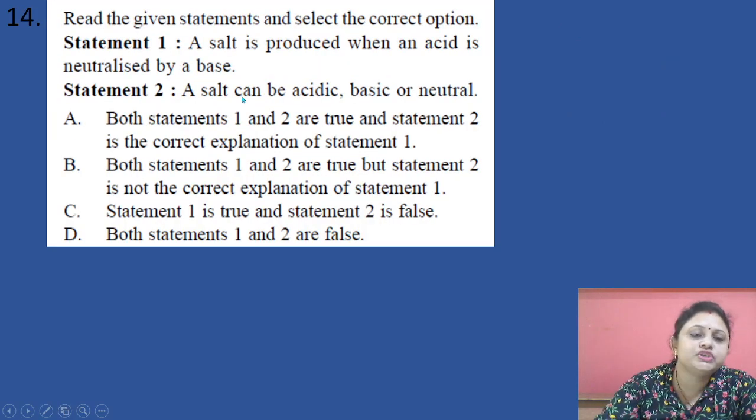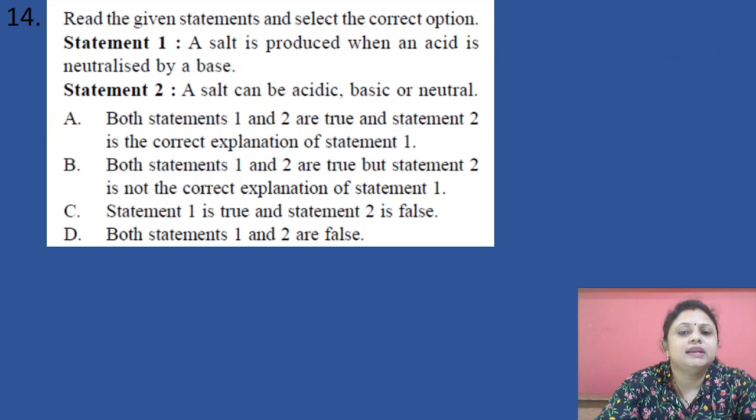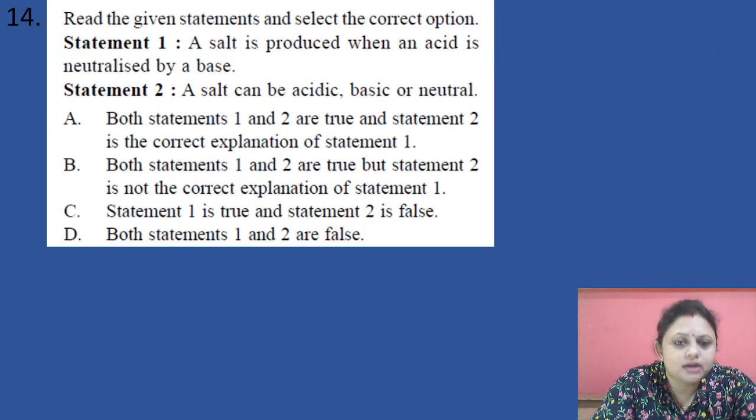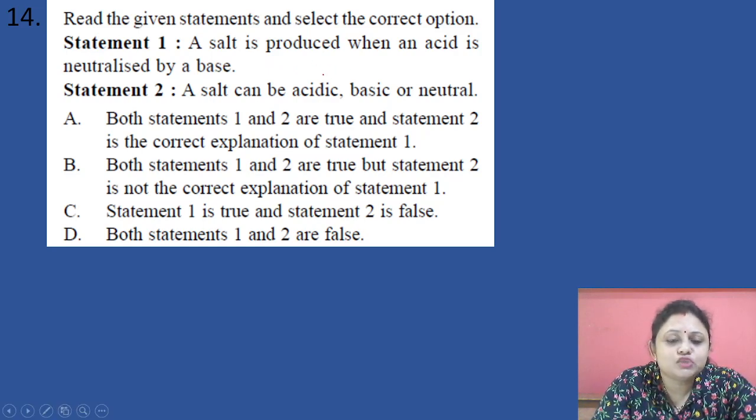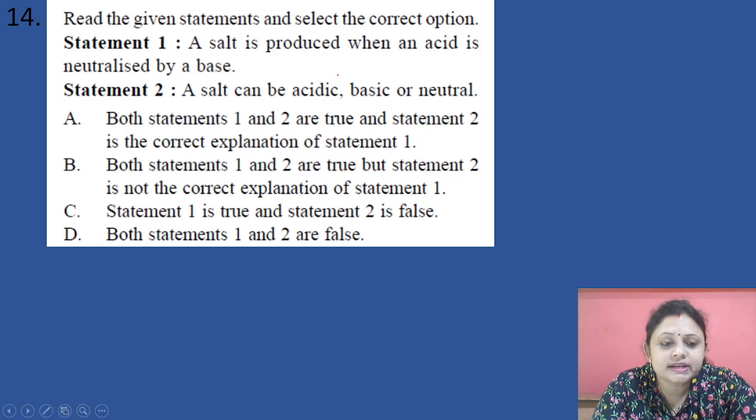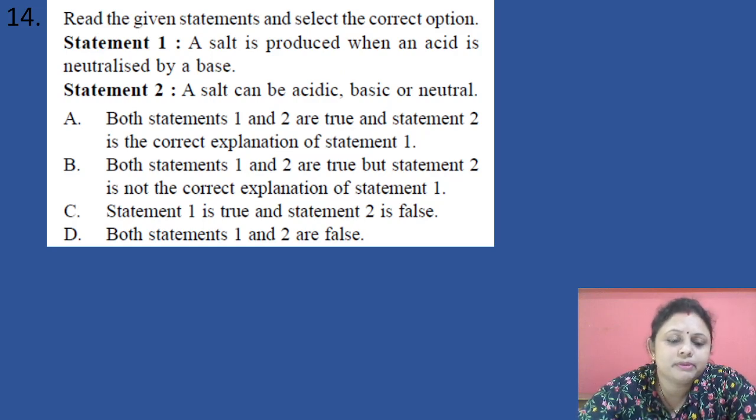Coming to the next question, read the given statements and select the correct option. Statement 1, a salt is produced when an acid is neutralized by a base. Statement 2, a salt can be acidic, basic or neutral. Options are A, both statements 1 and 2 are true, and statement 2 is the correct explanation of statement 1. B, both statements 1 and 2 are true, but statement 2 is not the correct explanation of statement 1. C, statement 1 is true and statement 2 is false. D, both statements 1 and 2 are false.